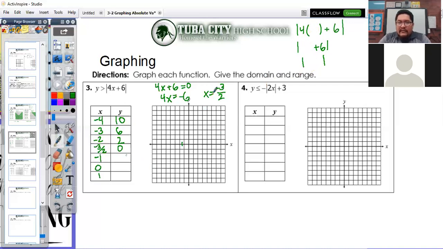And then I'm going to put -1 here. So this is going to be -4 plus 6. And that's going to be 2, because 6 minus 4 would be regular 2. And then put in 0.